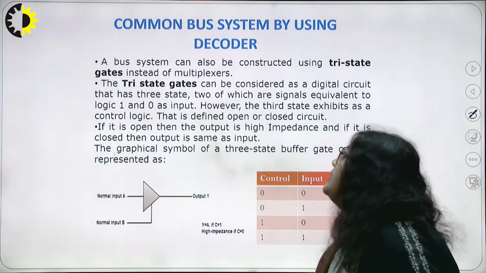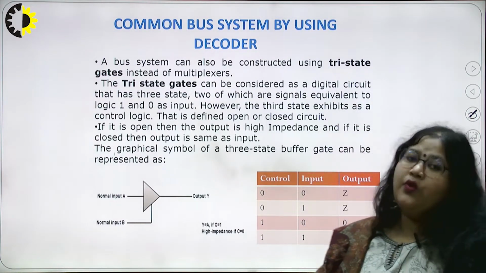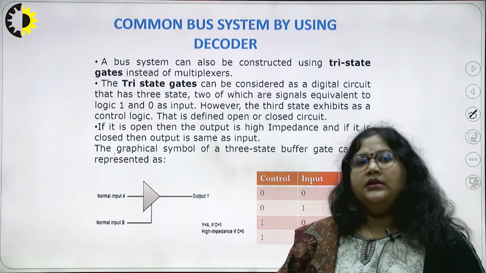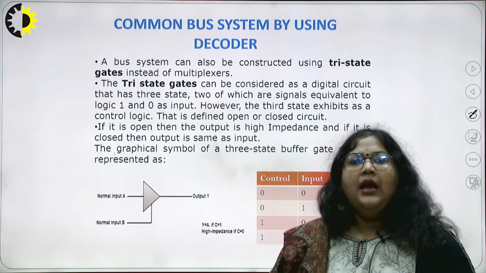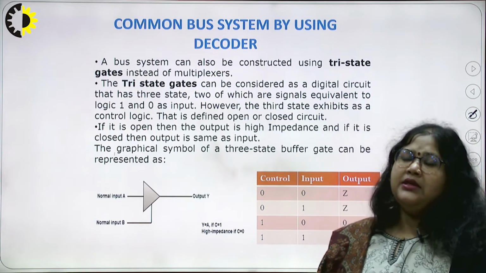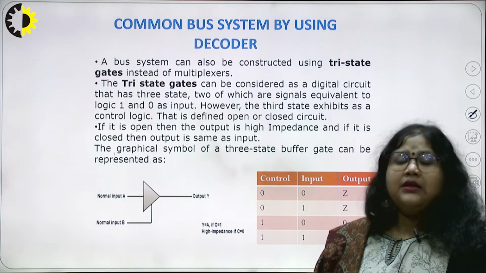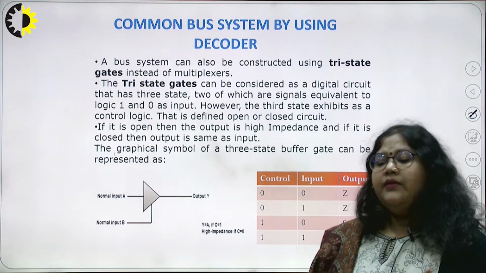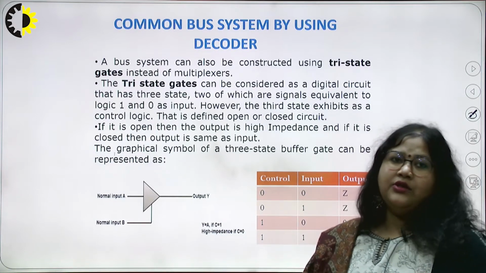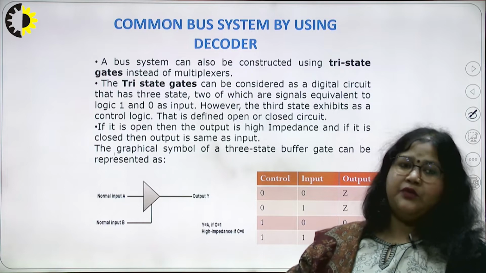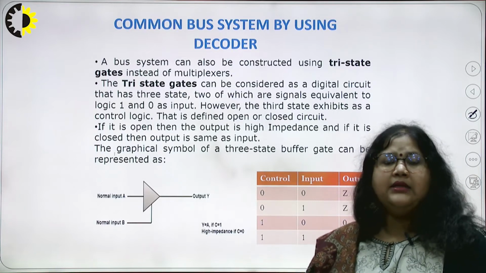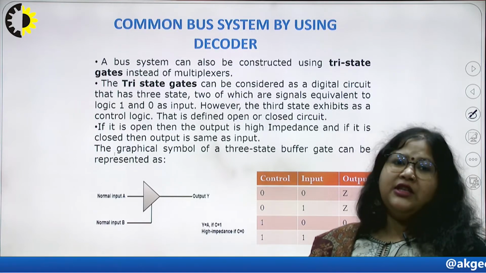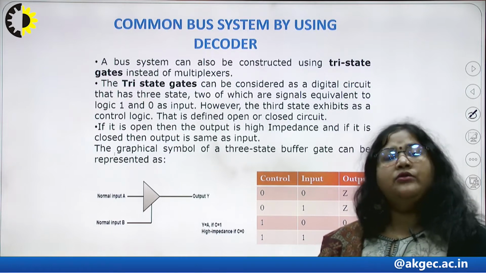What is a common bus system? Why do we use a common bus system? Basically, in a common bus system we construct a configuration of buses when we build the bus architecture, or when we transfer information from one place to another. So we use a number of buses for transferring data from one place to another.